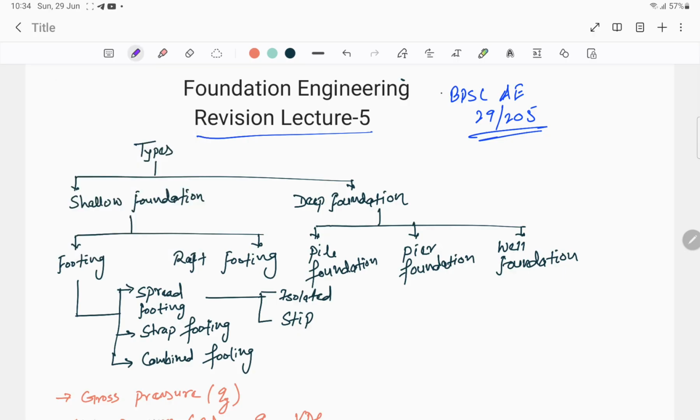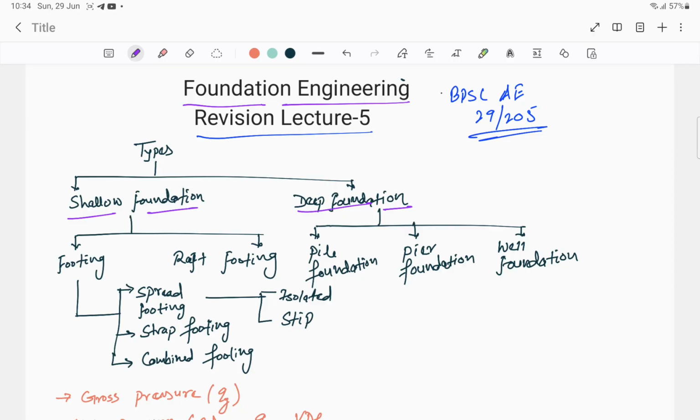Okay, so in the fifth lecture we have considered the last part of geotechnical engineering, that is foundation engineering. In foundation engineering, first you should know the types of foundation. There are basically two types of foundation. One is called shallow foundation, and another is called deep foundation. A shallow foundation is when the depth of footing is less than or equal to the width of the footing, and if it is greater, then it is a deep foundation.